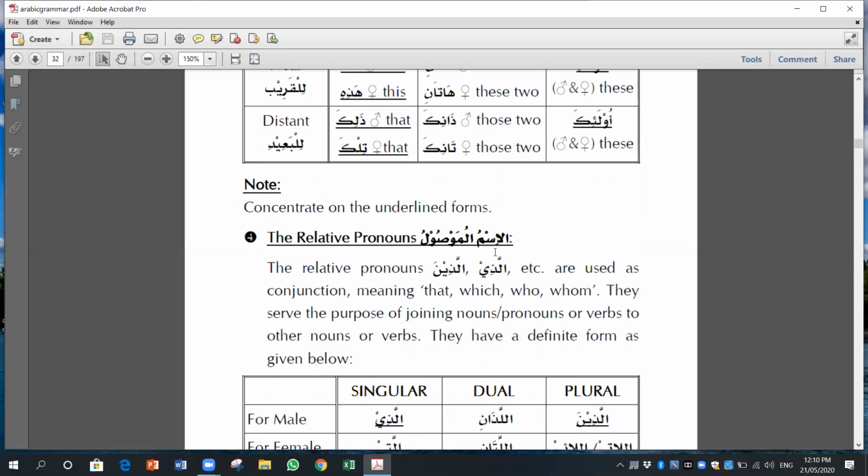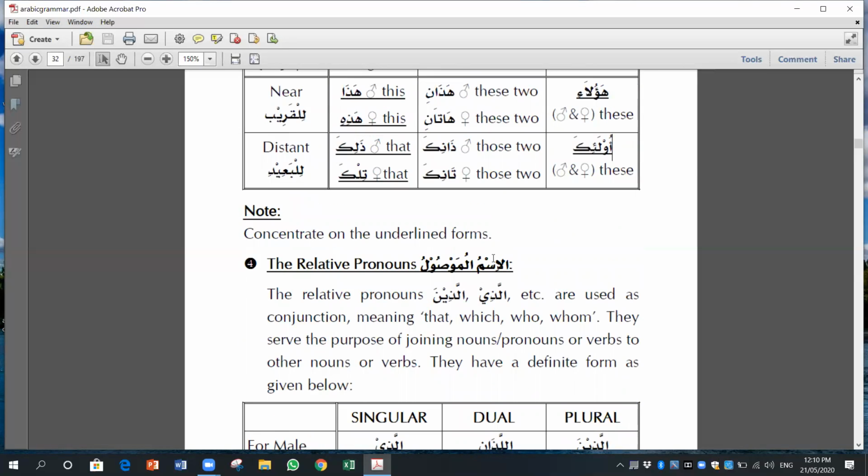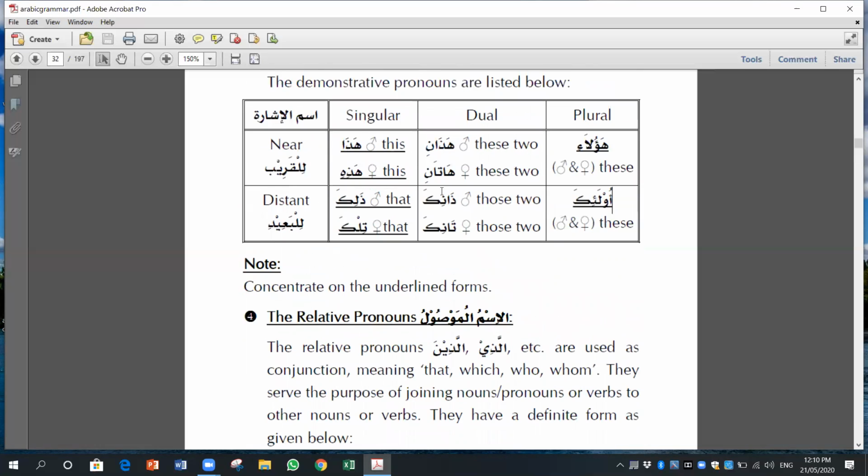And Miss, ula'ika is for the distant, and for those two, I did not get it. It's dhanika, yes, dhanika. And I haven't seen this word in the Holy Quran. It's very rare. Tanika is also for the female, two females. So that's why they said to just focus on the underlined ones, because they are mostly used. They said you don't focus on the others, but as we are getting knowledge, we will come to know these are the words, right? But mostly these underlined words, singulars or plurals, are used in the Quran most of the times, right?